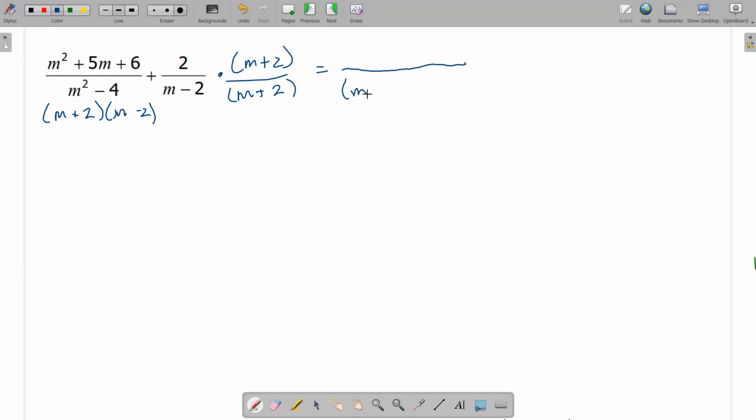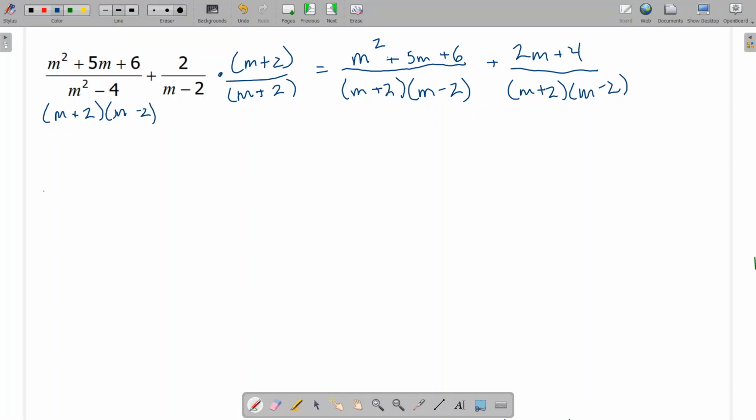Okay, in our denominator we have this still, and the numerator we have this, and then our new rational expression after we multiply would give us 2m plus 4 over our common denominator. So let's go ahead and add and combine the terms in the numerator together. So that would give us m squared plus 7m plus 10 all over this here.